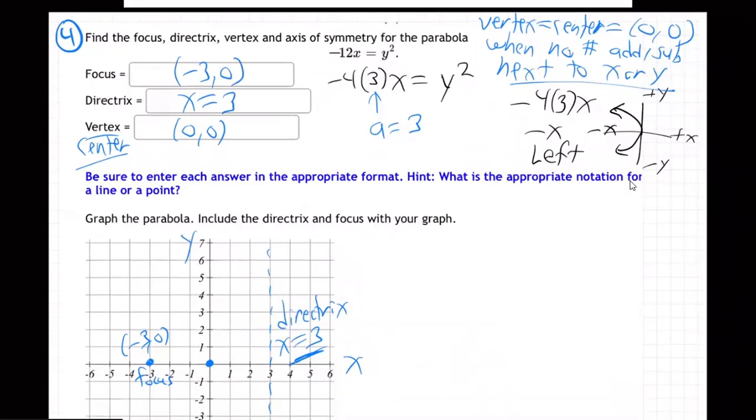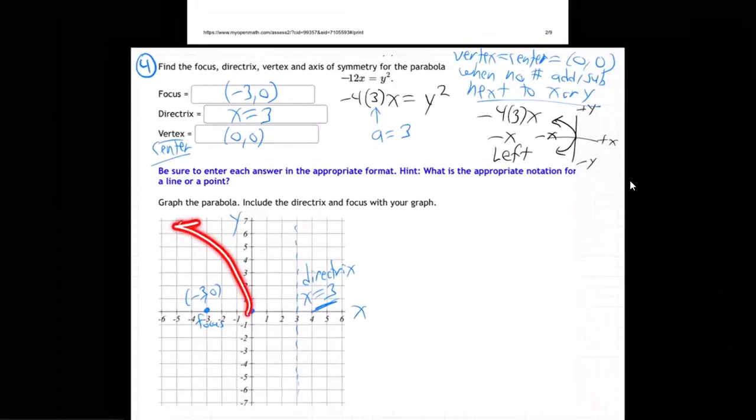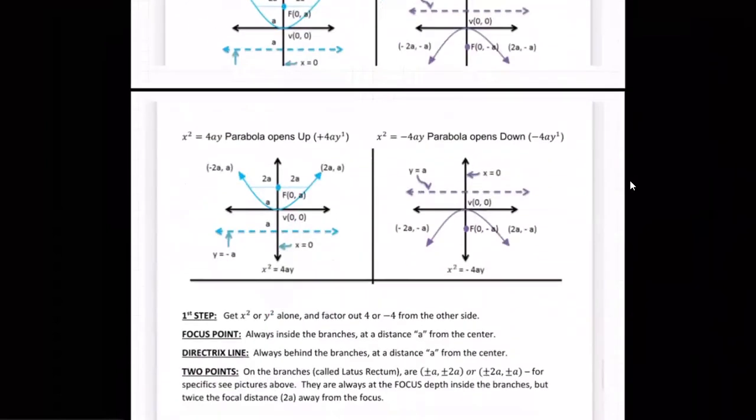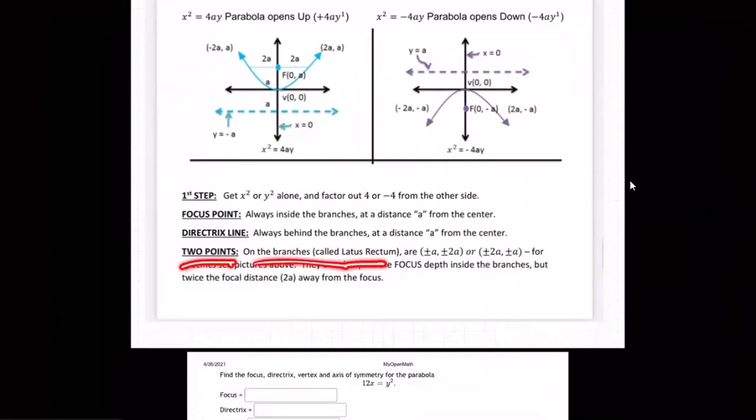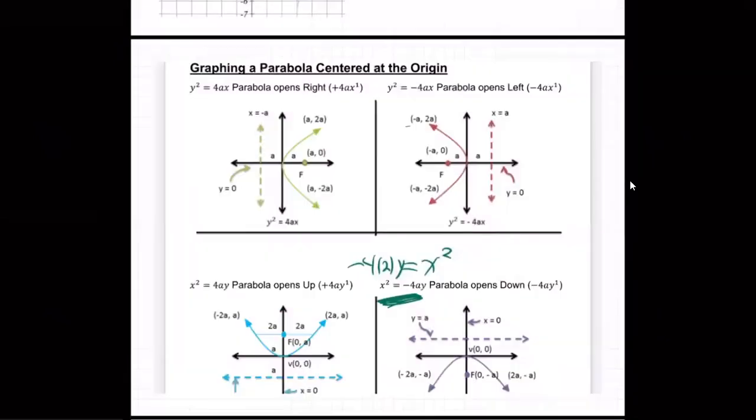Now we just need the graph. How do you get the graph? Well, we know the branches are going to the left. We've already determined that right here because we have a negative x on the first power letter side. How far? Notice, do the branches open narrow, medium, or wide? Where do they hit exactly? That's called the latus rectum points. Two points on the branch are called latus rectum, and they're always at the focus depth inside the branches, but twice the focal distance away from the focus. So if ours goes left, they're there and there.